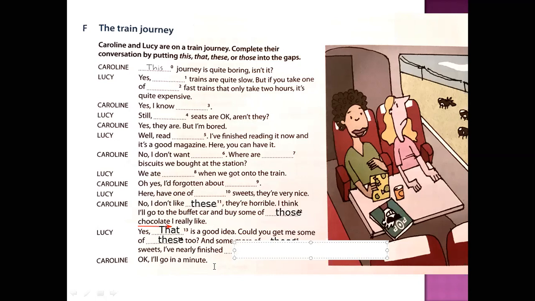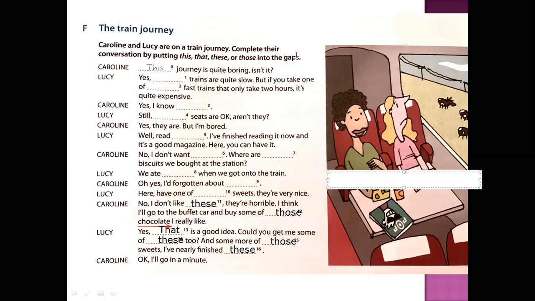I've nearly finished. They're talking about the one she is eating now. I've nearly finished these. Okay, I'll go in a minute. Okay, guys, so now this is the second exercise. The third exercise is going to be homework.